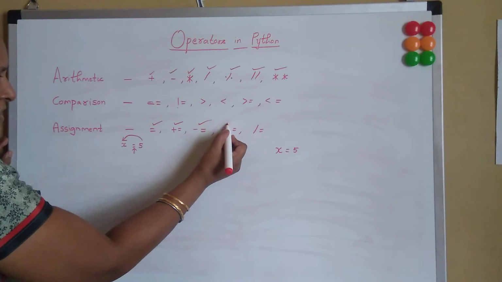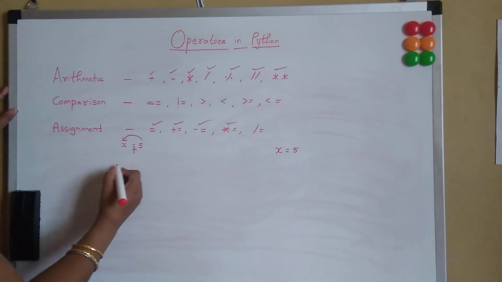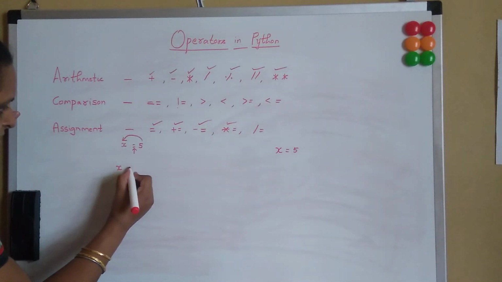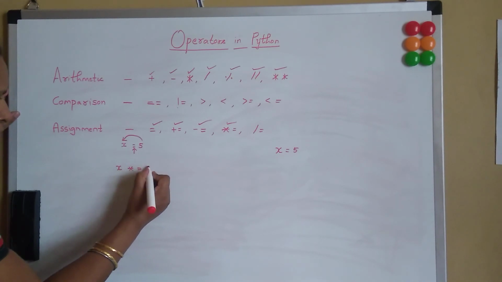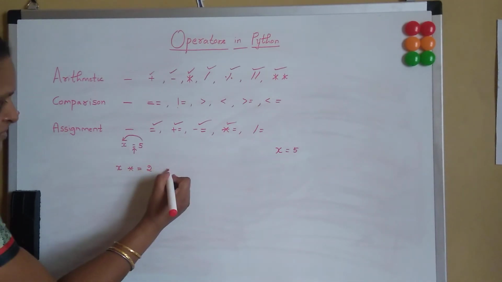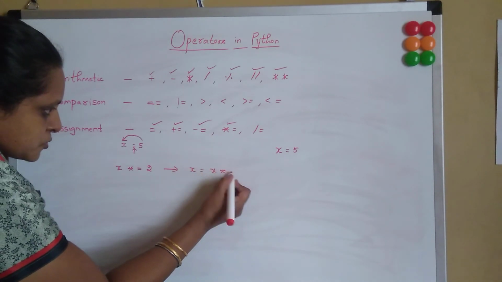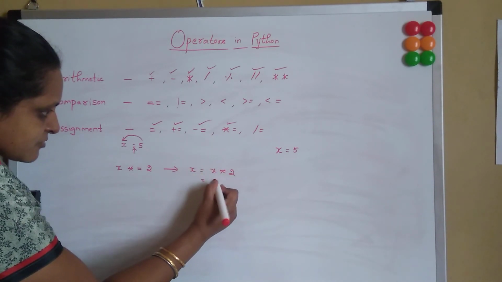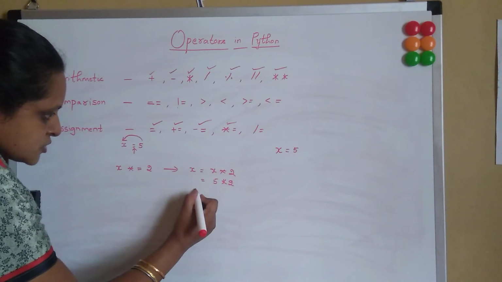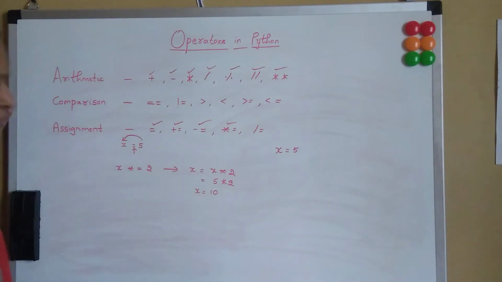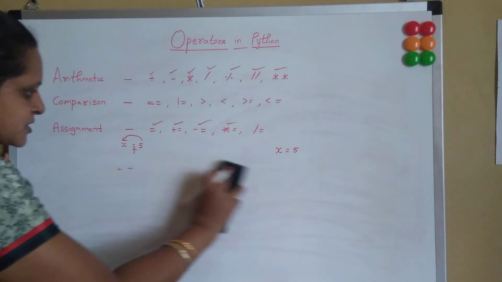Then comes the into equal to operator. So x into equal to 2 becomes x equal to x into 2. That is nothing but 5 into 2. So x will have the value 10 stored in it.